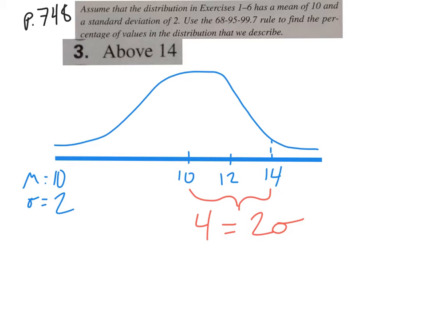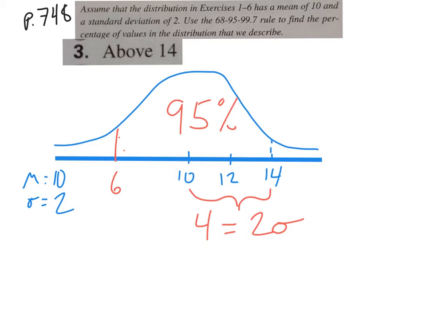So, just like last time though, we know that 2 above and 2 below would be 95%. So what's 2 below? That would be 10 minus 4, that would be 6. There we go. So we know that 95% of our data values lie within this range, according to that rule. So from 6 to 14, 95%.